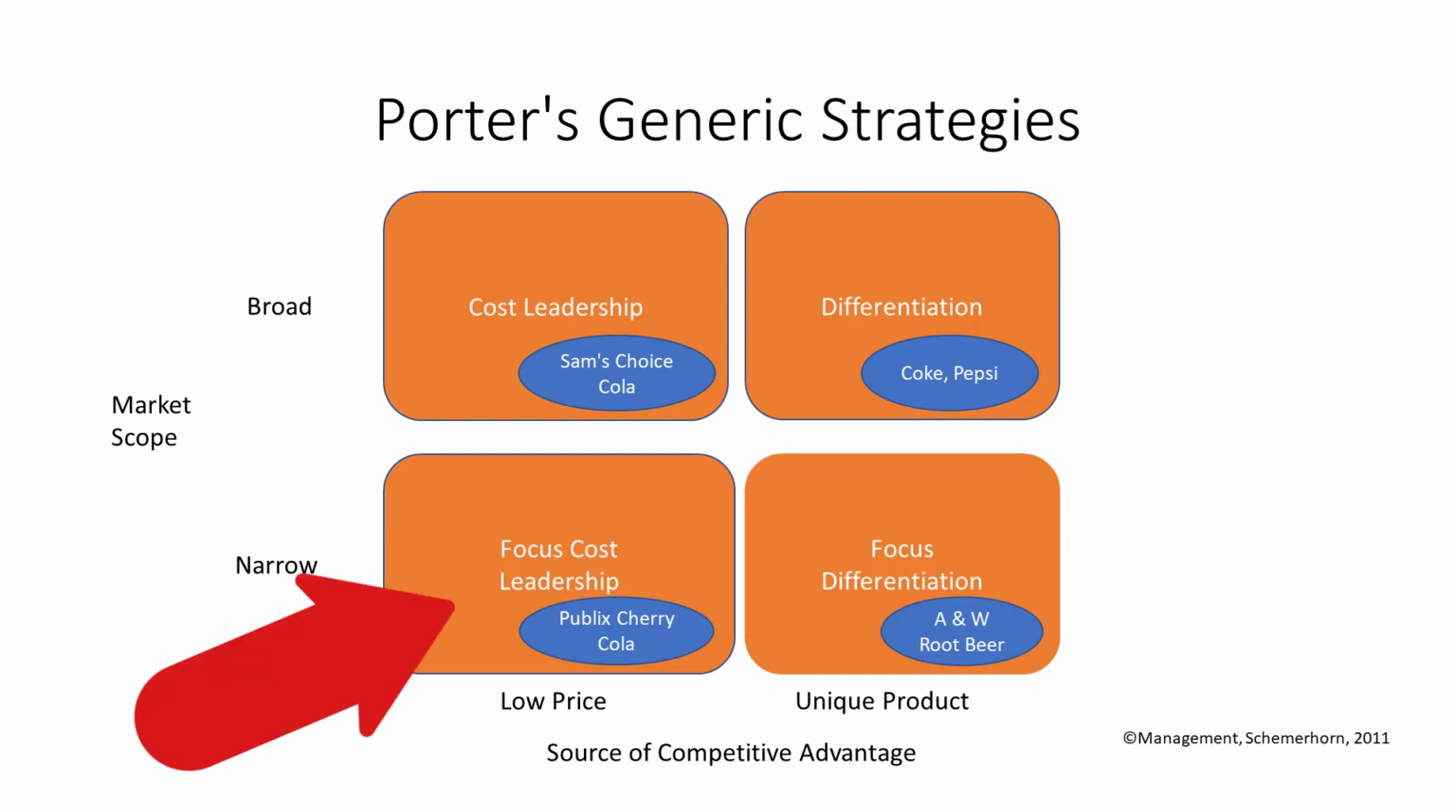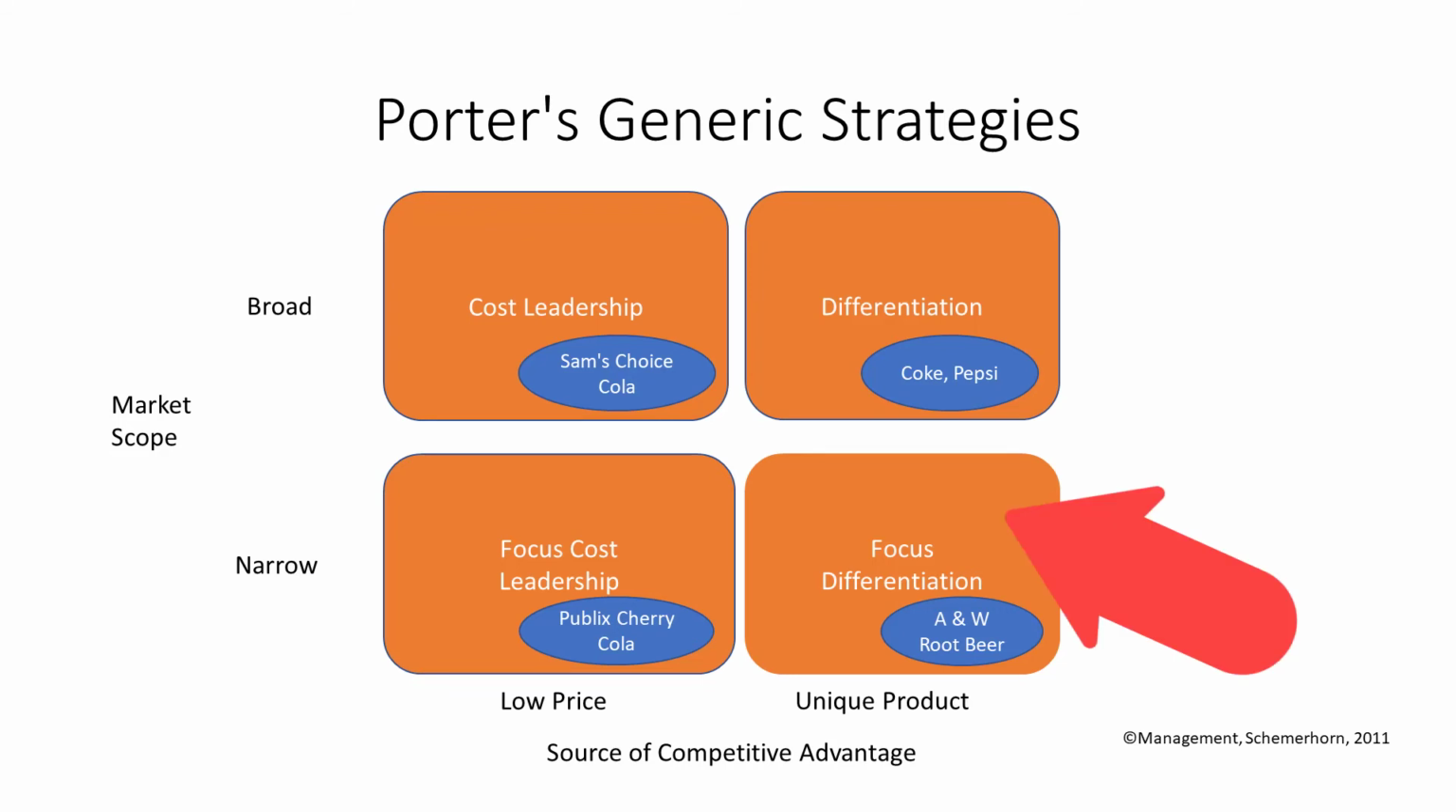A focused cost leadership strategy deals in a narrow market, any soft drink that is not strictly a cola, and offers a lower price. Our example uses Publix Cherry Cola. Think Shasta, Best Choice, Sam's Choice, etc. I am not particularly wild about this example because it can confuse the issue. Note that cherry cola is not the same as a cola. A better example would be Publix Lemon Lime. Regardless, any soft drink that is not strictly a cola is considered a narrow market.